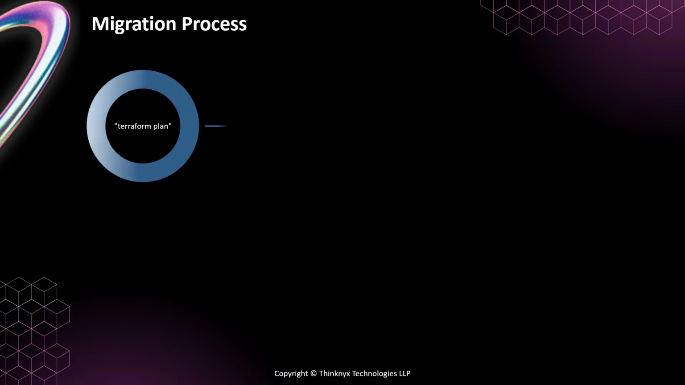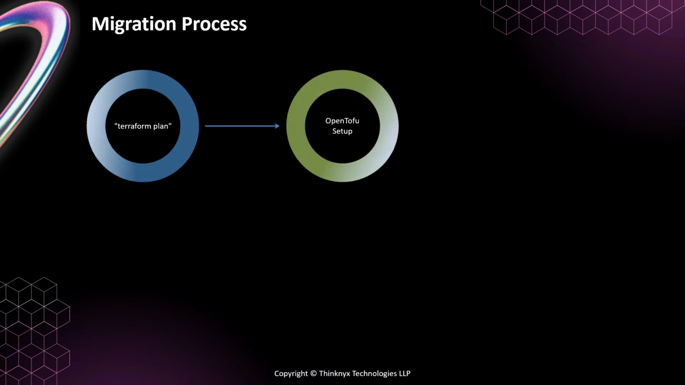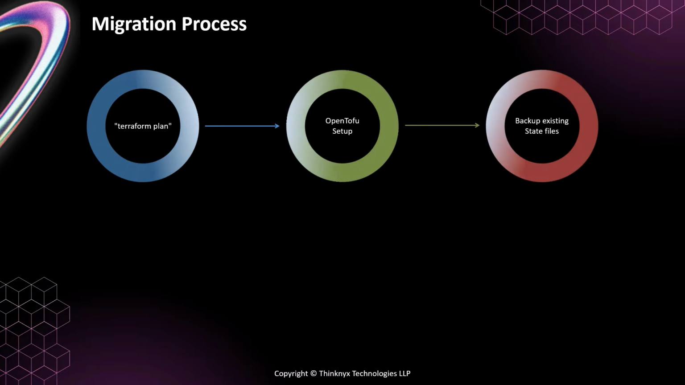Step 2 would be to make sure OpenTofu is installed, as we will be using the tofu CLI for managing our infrastructure using OpenTofu. In step 3, back up all your state files. This will help in case we need to roll back everything to Terraform in case of failures. Now, we are all set to kickstart the migration.